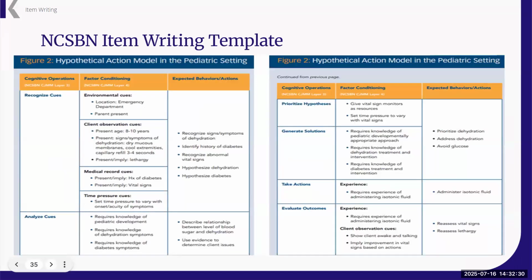Here's what the completed best practice template looks like in action. This completed template becomes your blueprint. It ensures your scenario, question type, and correct answer are all working towards the same goal.